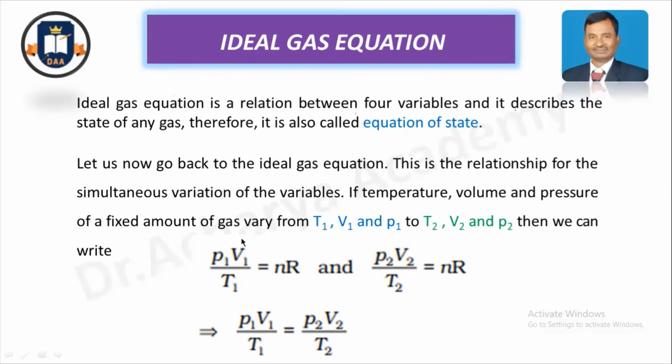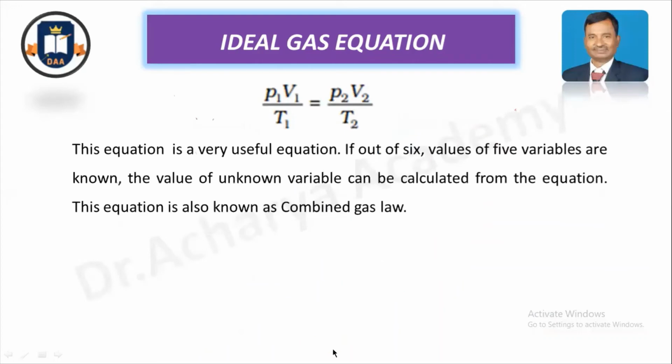So this one is equal to this one, that means P1V1 by T1 is equal to P2V2 by T2. So this is a very useful equation. You can see that here there are six variables, and out of the six, if you know the values of five variables, then automatically the unknown sixth one you can calculate very easily. And this equation is called the combined gas law.